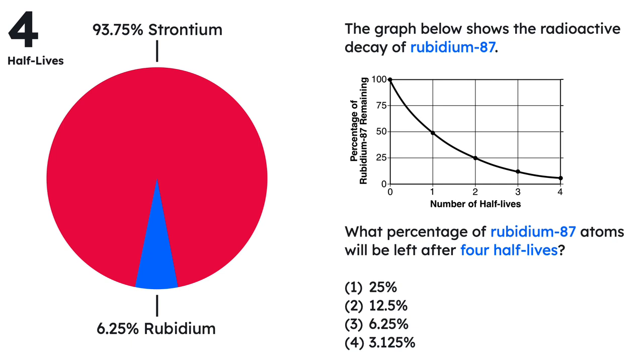As a side note, you can also tell this from the chart itself by looking at where four half-lives crosses the decay curve and going to the left, and you will see that it's about 6.25%. And so that is your correct answer.